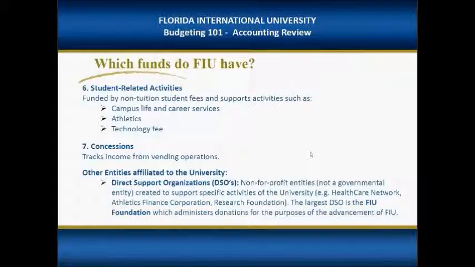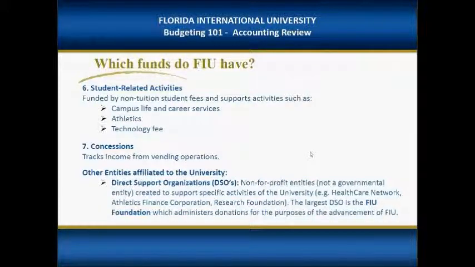Concessions. Concessions is at the bottom of this list right now. Concessions is income from vending operations, and it is less restricted. This is probably the least restricted type of funds that we have. So all the money that we earn from the vending operations across the university, there's a lot more flexibility in what we can spend those monies on.